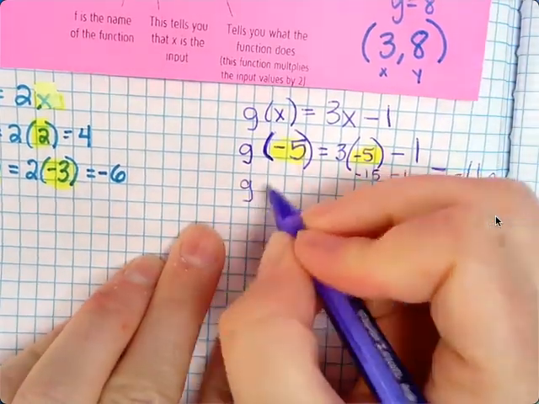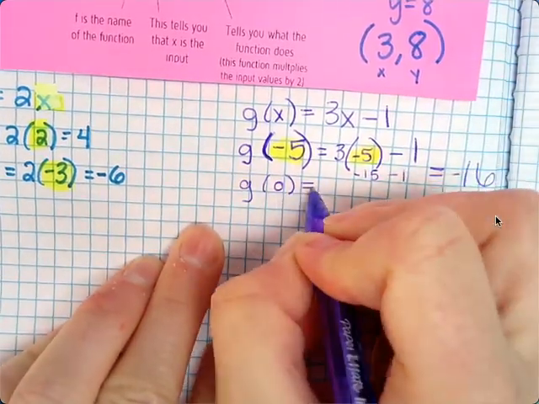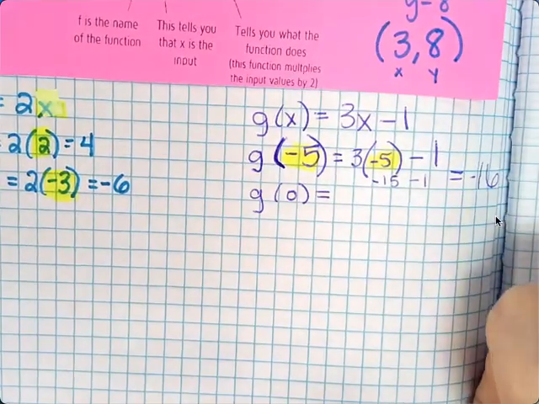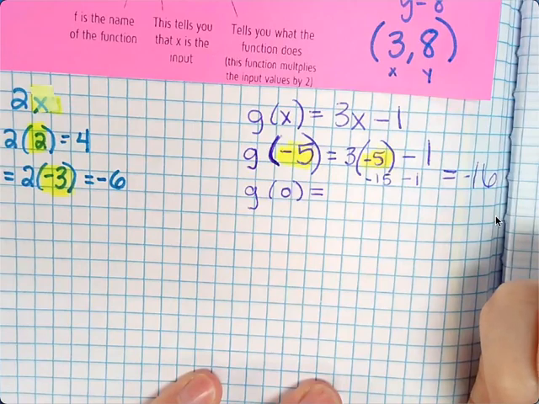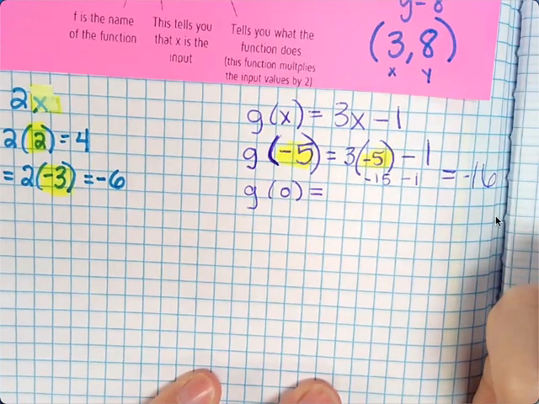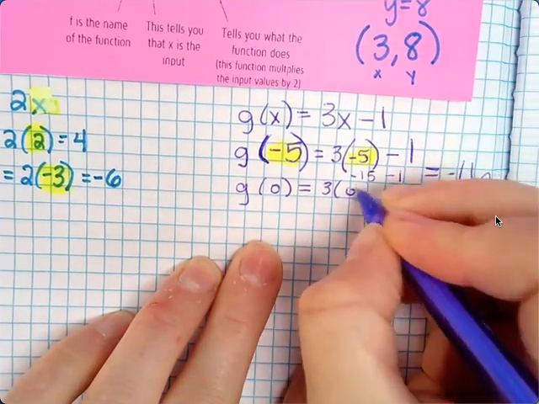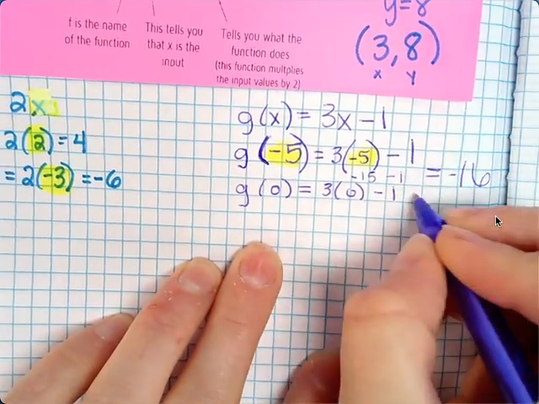Let's do g of 0. So g of 0 means I'm plugging in 0 for x. So 3 times 0 minus 1.